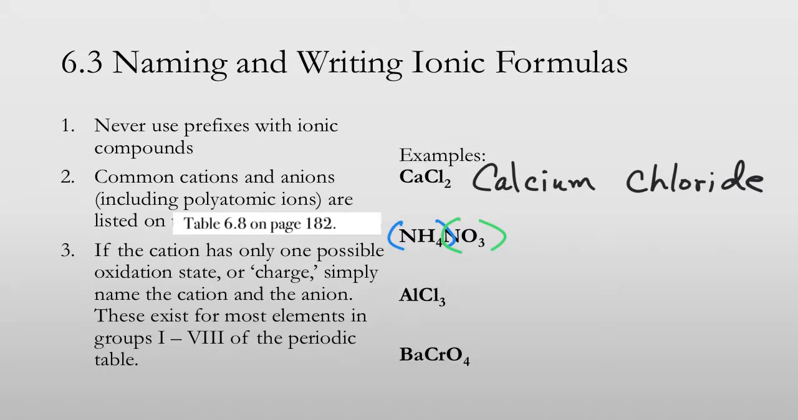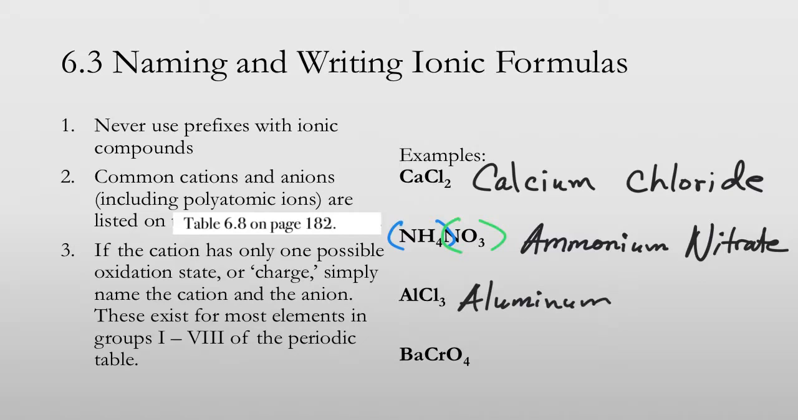And so NH4 is a common polyatomic ion, and it's called ammonium. So the name of this is going to start with ammonium. The second species there is another polyatomic ion, NO3, which is nitrate. So NH4NO3 is ammonium nitrate. The third ionic compound here is aluminum chloride. You can just name those species there.